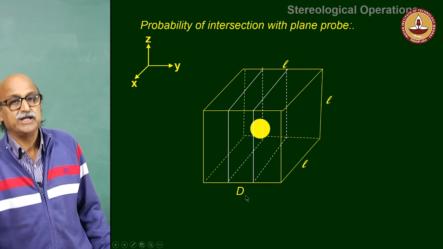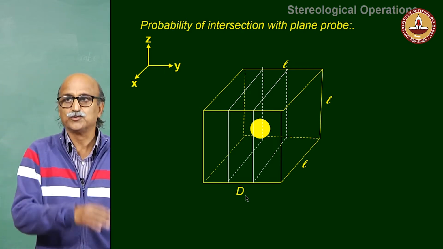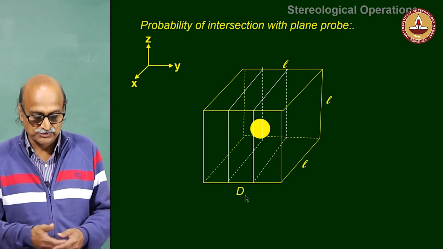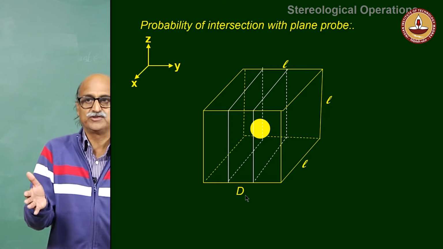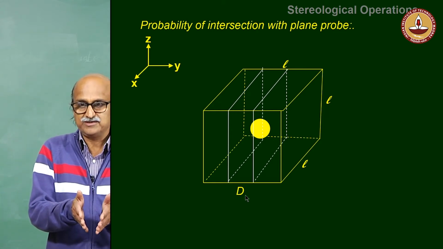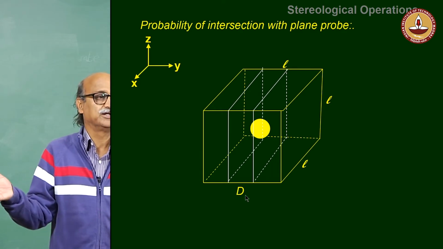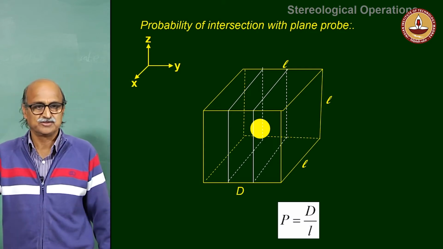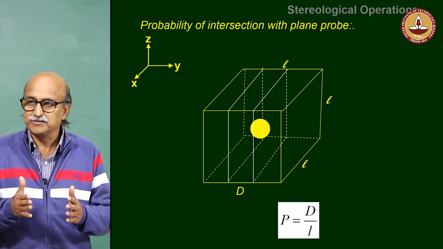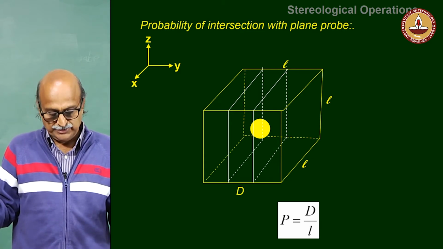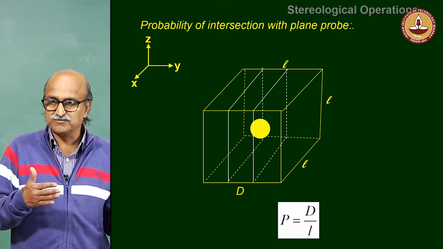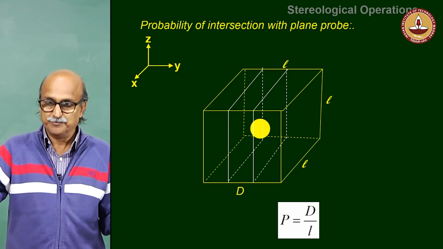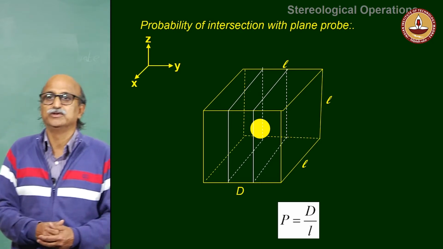So, any plane now randomly placed anywhere in the cube parallel to any of these tangent planes, the probability that that plane would cut the object would simply be the ratio of the diameter d of the object divided by the length of the cube. So, it is a simple extension of the same idea. Here we are talking about linear distance. In the previous case, with the point probe, we were looking at area in the two-dimensional case and volume in the three-dimensional case.